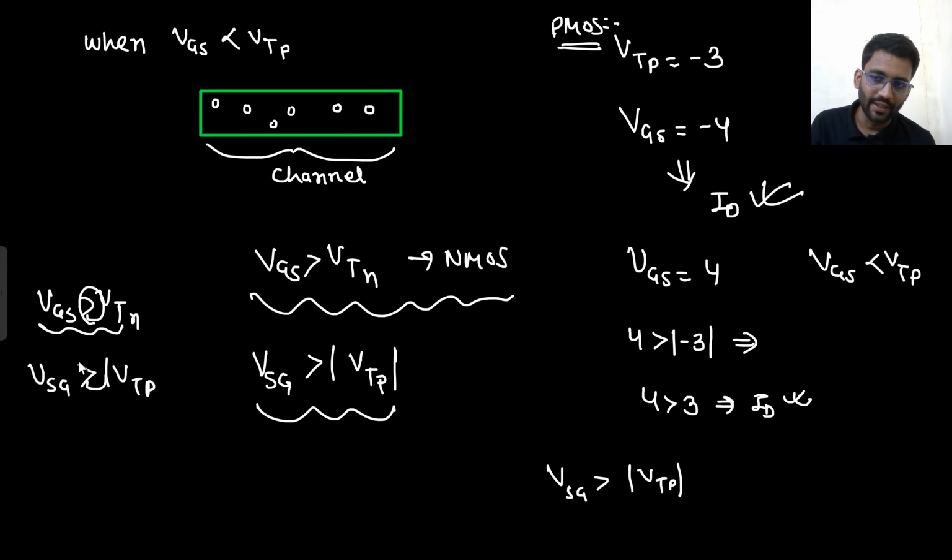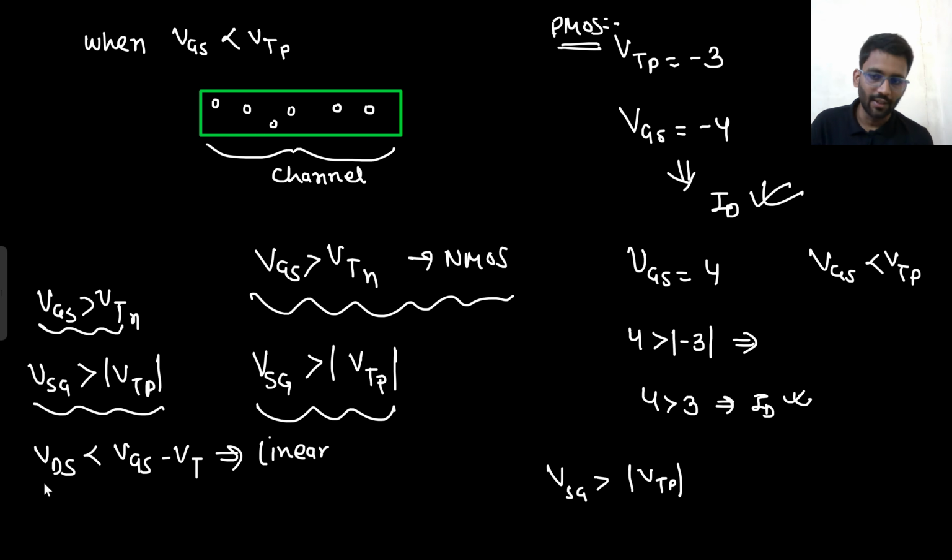These signs will not change. Greater than, lesser than, these signs will remain as they are. What is the other thing you remember? Saturation voltage. VDsat was that if your VDS is less than VGS minus VT, you are working in linear region. That is for NMOS. So what will be the case for PMOS? VSD is less than VSG minus mod of VTP.